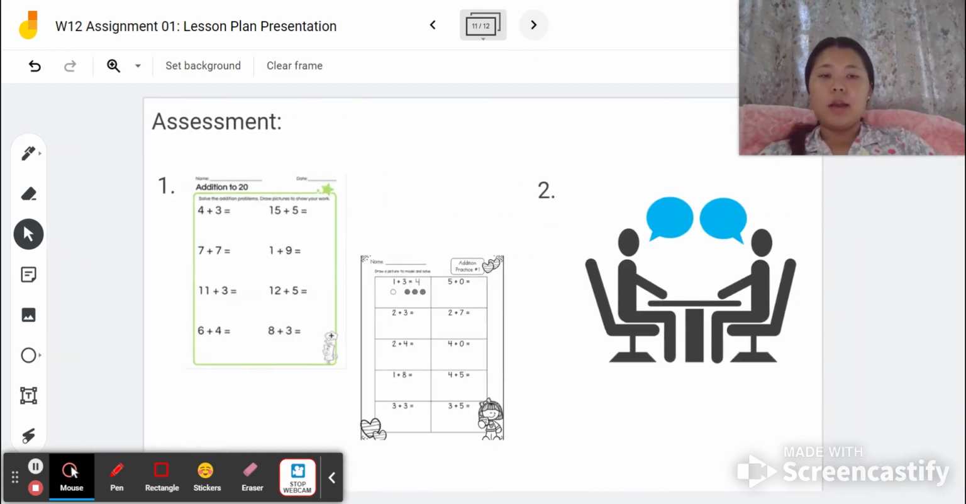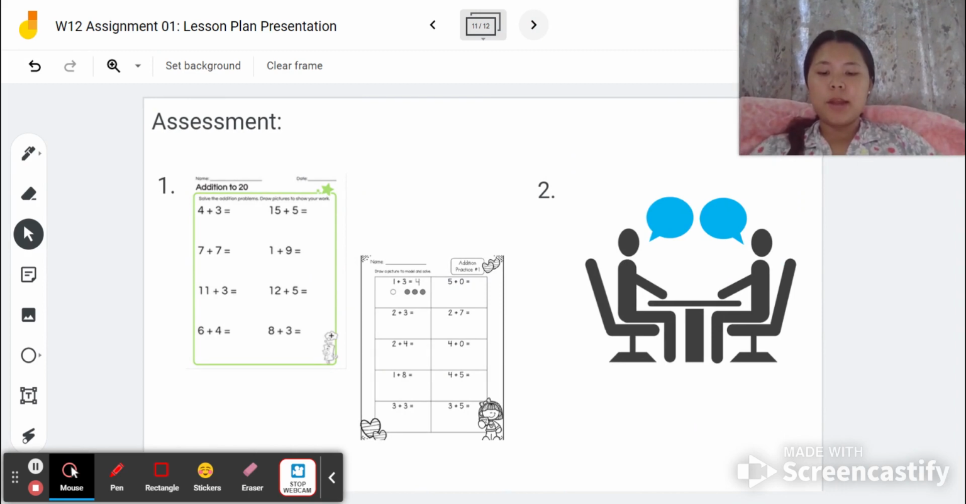And lastly, for assessment, to determine whether and to what extent students met the learning outcomes listed at the beginning of the lesson plan, the teacher will assess the students by using a fill in the answer test and requiring them to show their work. These over here are examples of the worksheet.